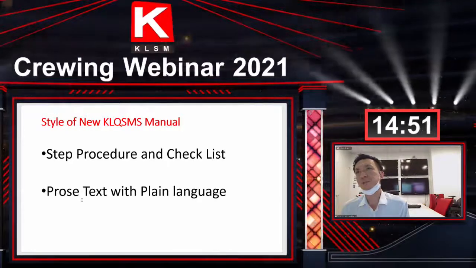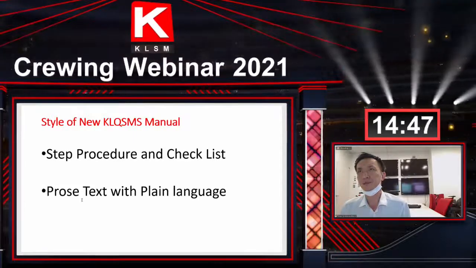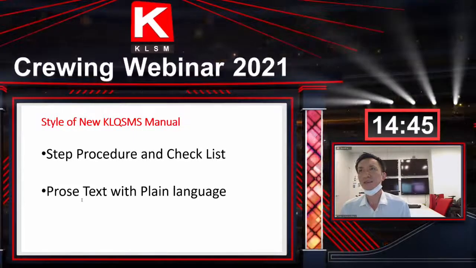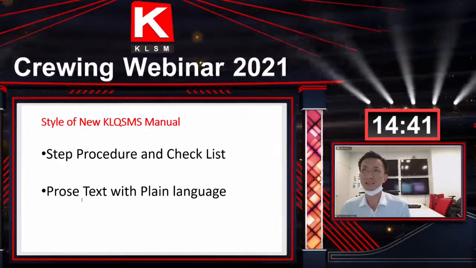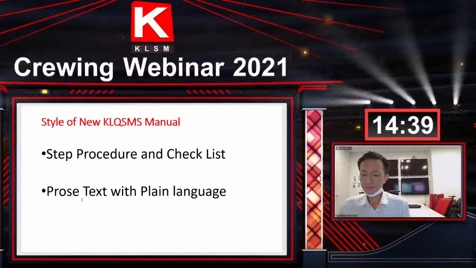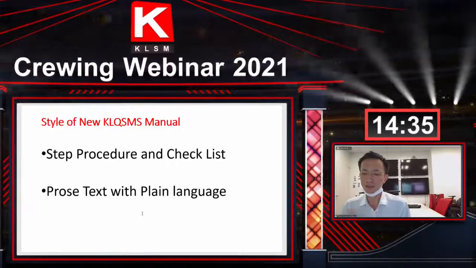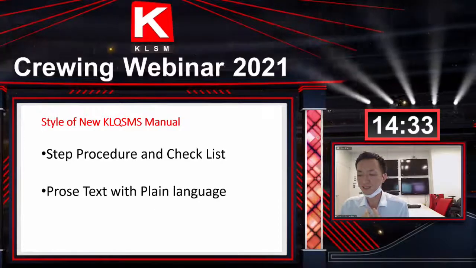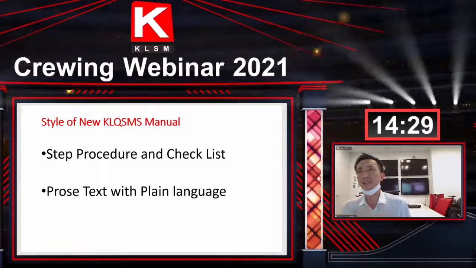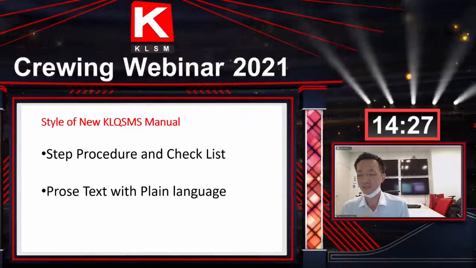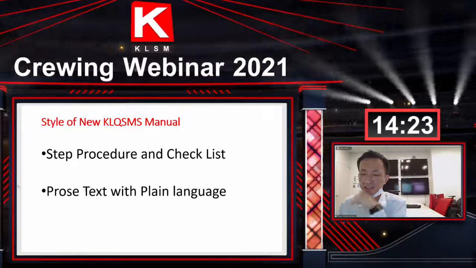But our prose text has too many filler words. Filler words means words which have no meaning, or difficult, academic words. The purpose is to replace those words with plain words, plain language, so that the sentences are easy to read. So that is the second point.